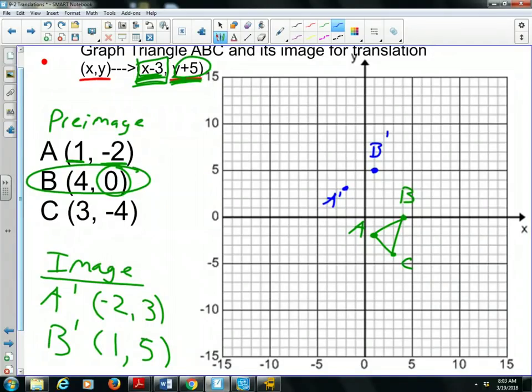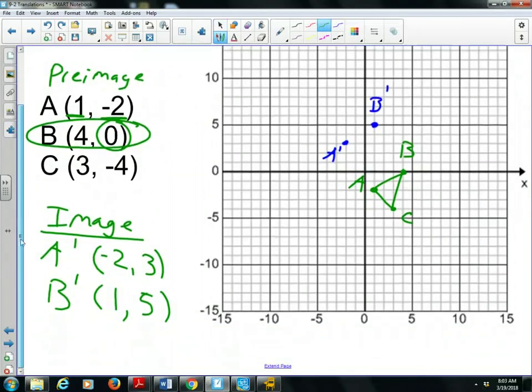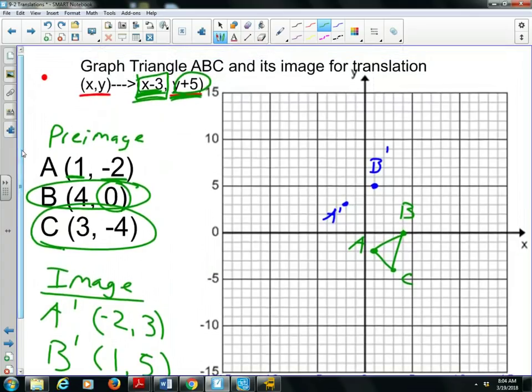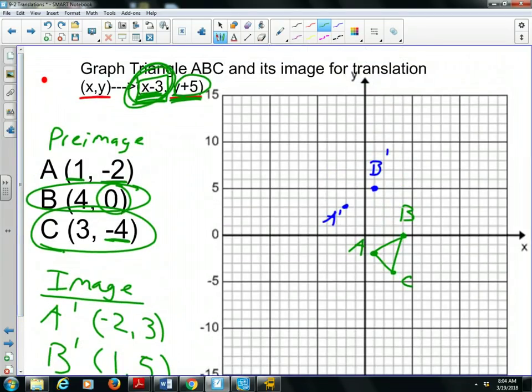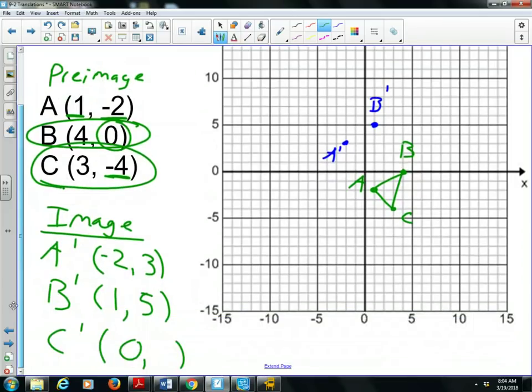And then let's do this one more time to finish our triangle, C to C prime. My point C is at 3, negative 4. So I'm going to take 3 and subtract 3, and I'm going to get 0. And my y coordinate, negative 4, I'm going to add 5. Negative 4 plus 5 is 1. So my C prime is at 0, 1. And there is C prime.